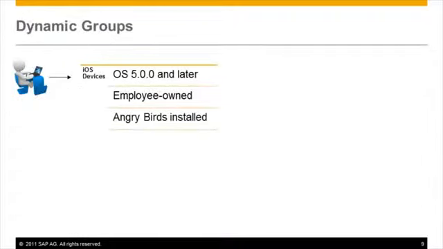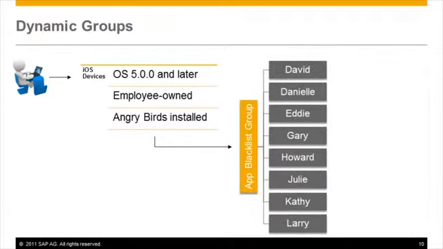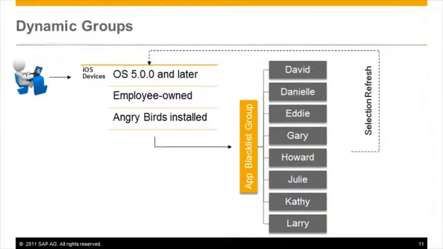In a dynamic group, selection criteria is used to establish membership. Here, we've created a group of Apple iOS devices with operating system version 5.0 and later that have Angry Birds installed. Membership is automatic, and you don't have to add the users to the group manually. They are automatically added or deleted to the group based on the selection criteria entered. As the group is refreshed, typically daily or more frequently, something you can control with Afaria scheduling capabilities, devices will be automatically added or removed from the group.